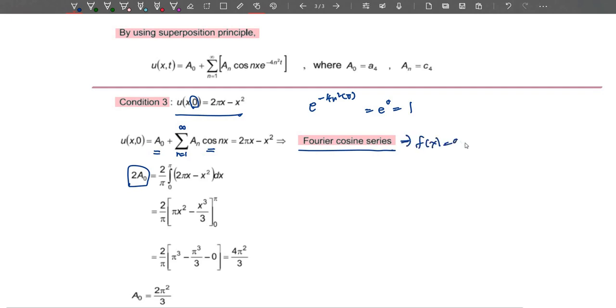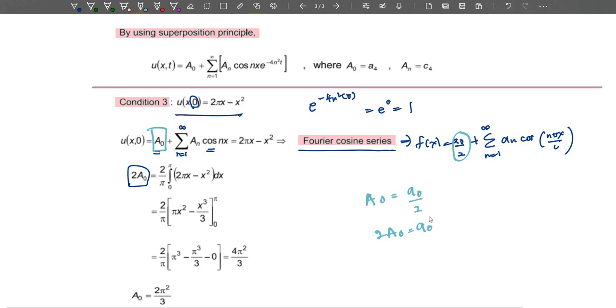f(x) is equal to a naught over 2 plus summation n from 1 to infinity a_n cos(nπx over L). Right. So this part should actually be a naught over 2. But instead of a naught over 2, we have only capital letter A naught. So it can be written A naught is equal to a naught over 2. That means 2A naught is equal to a naught.